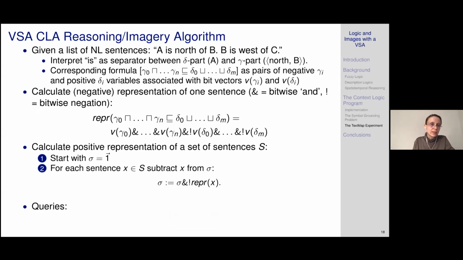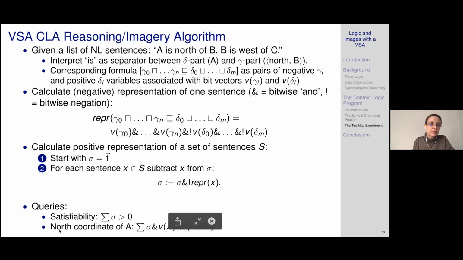When I have this representation of a whole set of sentences, I can ask queries. Satisfiability is simply whether the sum of all the entries in my long bit vector is 0. And I can ask for the north coordinate of A by asking sigma and the sum of all the ones in sigma and the representation of A and the representation of north.